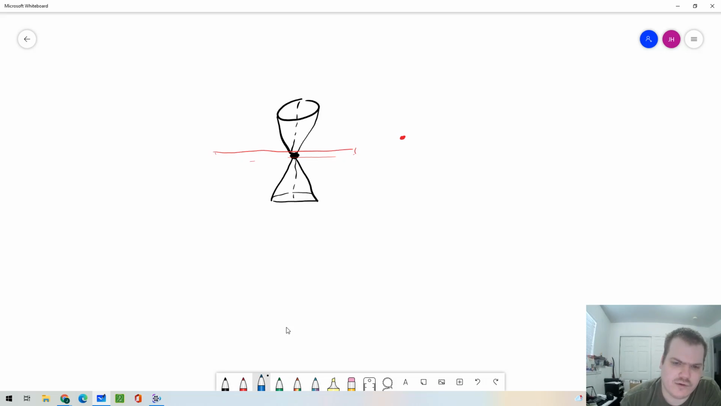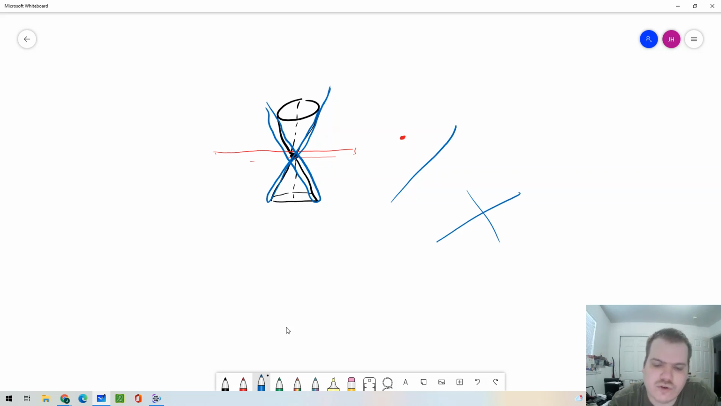Or I could draw my plane to be this way, and I would simply get a line. Or I could draw two planes intersecting simultaneously at this point, and we would get dual lines. We call it two intersecting lines, like this.